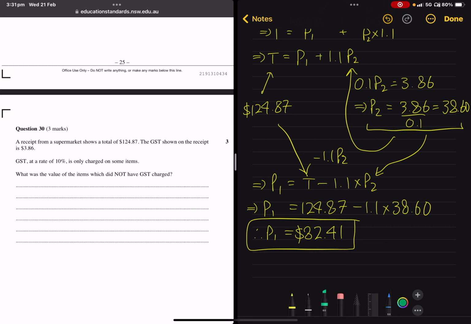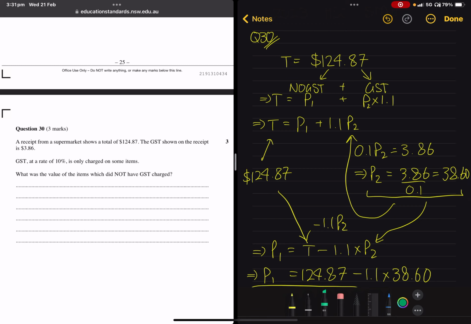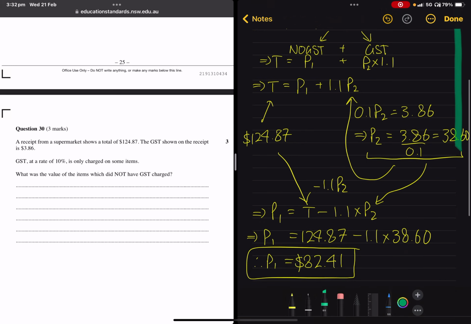So now let's take a look at the marking for this question. This is a 3-mark question. So you get 1 mark for calculating the amount on which the GST is charged or equivalent merit. So you get 1 mark for either setting up the formula or finding one of the values, something like that. You get a 2nd mark for calculating the difference between the total and the amount on which the GST is charged. So this will be something like finding the 38.60 and then setting up an equation that links the two of them. And then you get the final mark for providing a correct solution, which is the 82.41.